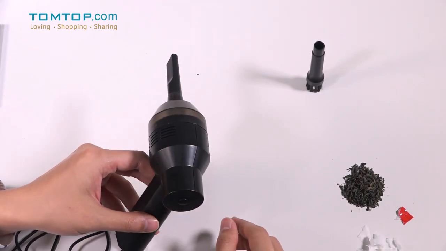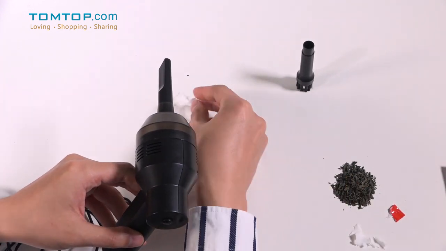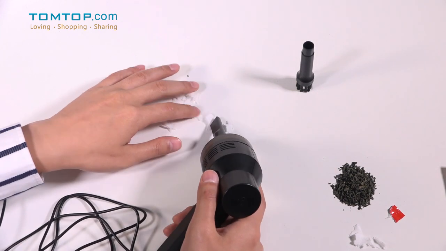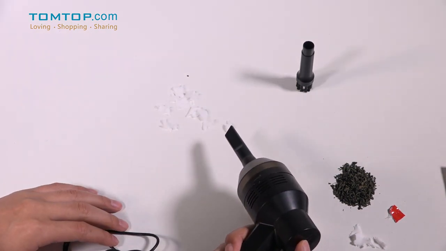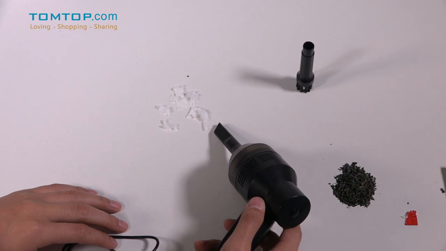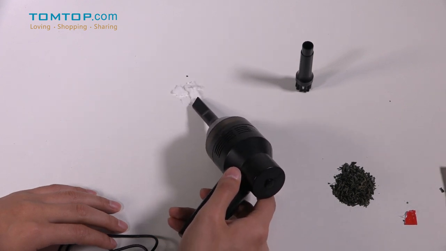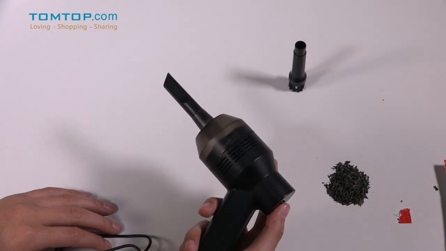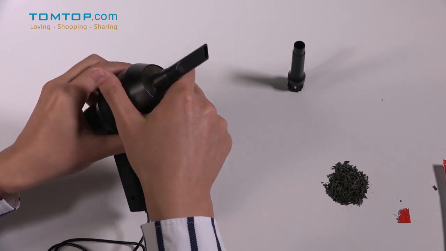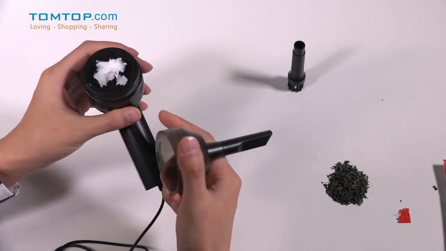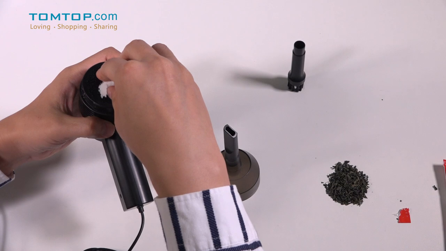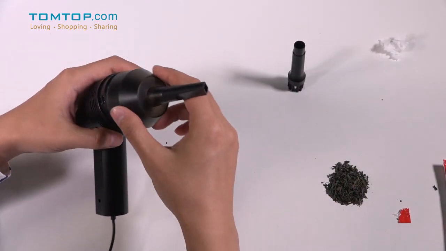Okay, I have some papers. Okay, and now I'm going to turn on the power. Okay, seems it works very well, and I'm going to twist it open. Let's see, they're all on the front of the sponge filter. Okay, I'm going to take it off.